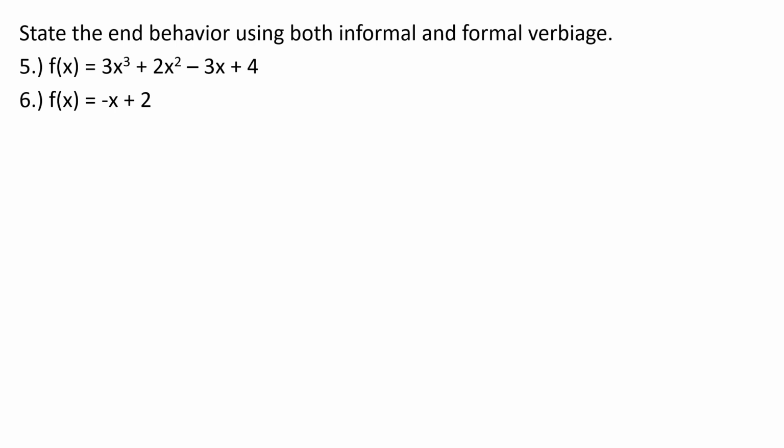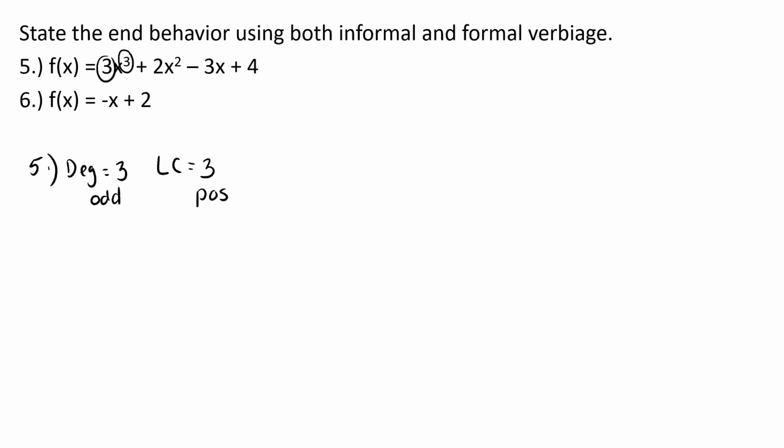So what would be the casual way of saying it, and then what would be the more formal way? So for number 5, we are going to start by identifying the degree and the leading coefficient. Looking at this, I see that the degree is 3, and the leading coefficient is also 3. Now, what's important about that is that the degree is odd and the leading coefficient is positive.